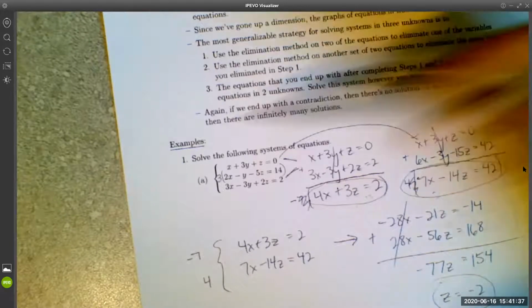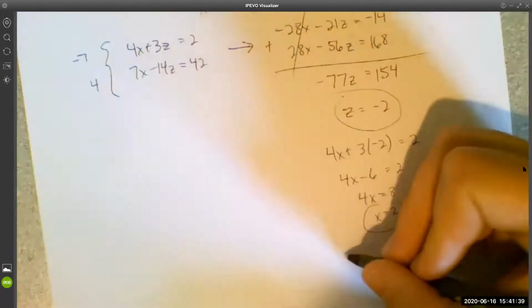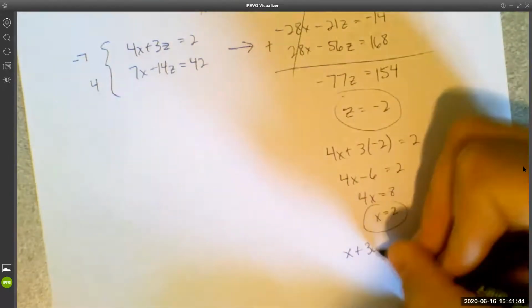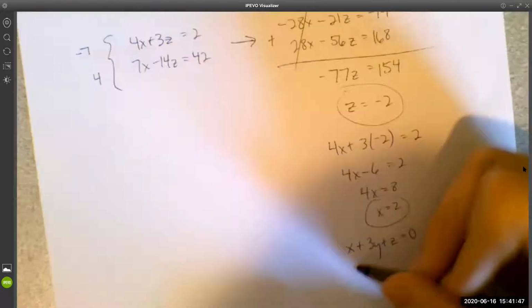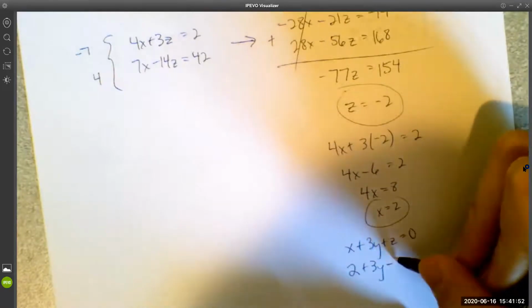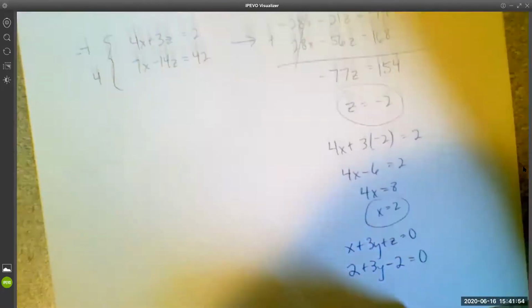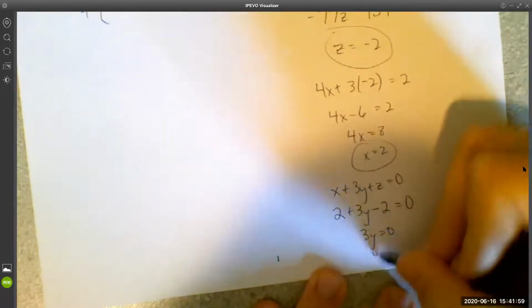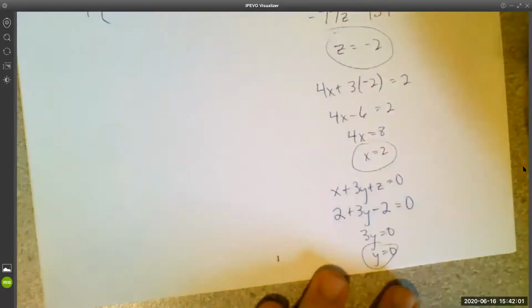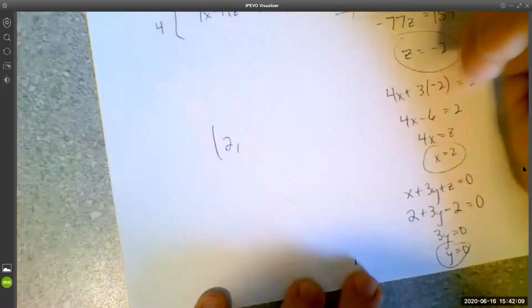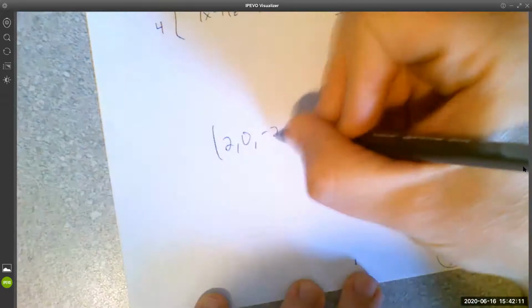I'm thinking the top one's probably the easiest, so I'm going to say x plus 3y plus z equals 0. Can it really be that easy, right? 3y is 0, y is 0. So my solution set then is going to be, and make sure to get these in the right order, it should be x, y, z.